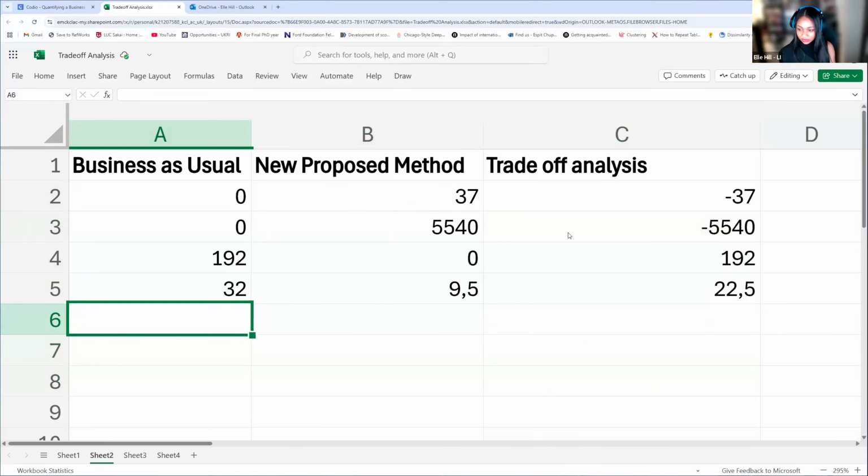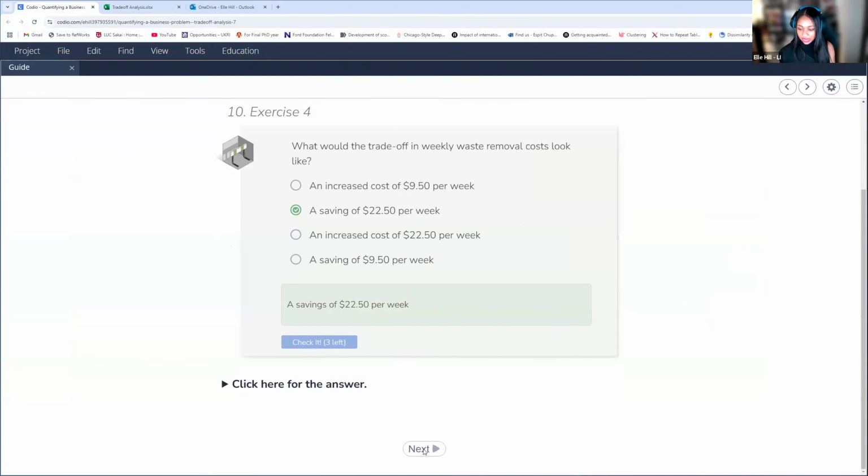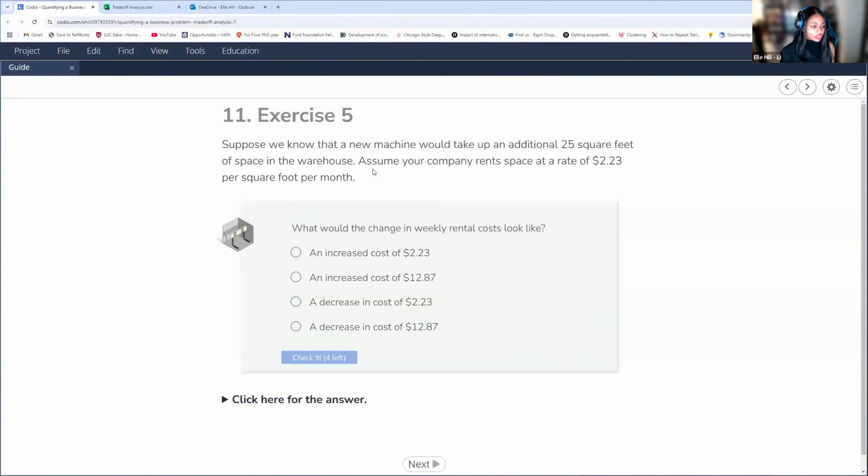Now we're almost done with our trade-off analysis, and we're going to soon get to our break-even point, but we have a little bit more calculations to do. So remember, our machine is going to take up space, and we have to pay for space in our warehouse. We know that a new machine is going to take up 25 additional square feet of space in the warehouse.